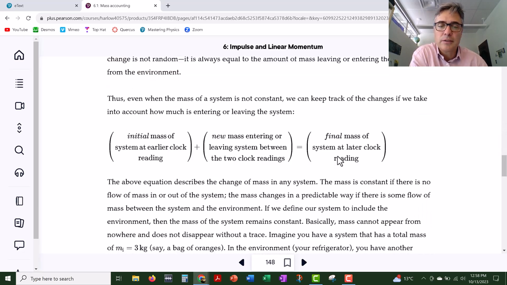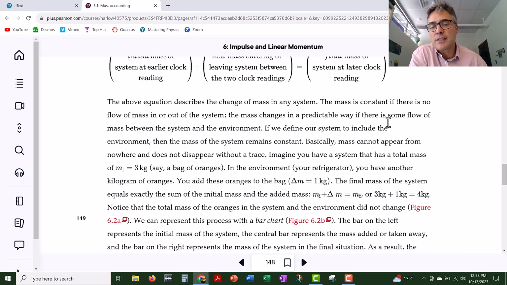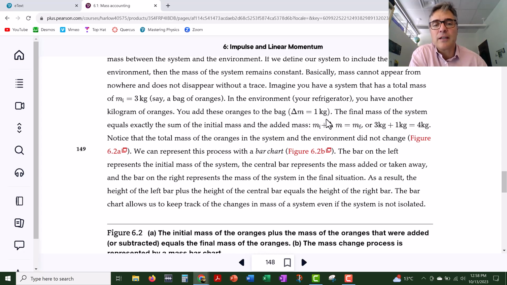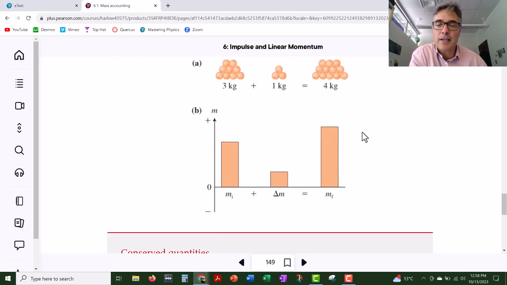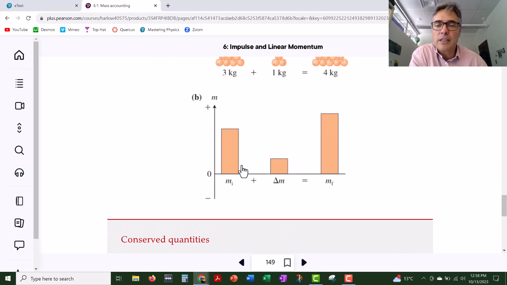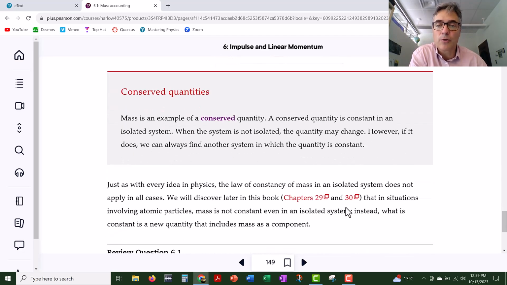So that's the idea here. The initial mass of the system, plus any new mass entering the system, or minus the mass that's leaving the system, gives you the final mass. It's like the initial plus the delta equals the final. That's the conservation of mass idea. And you can even put it into these bar charts: the initial mass plus the change in mass, which could be positive or negative, equals the final mass. So mass is an example of a conserved quantity.